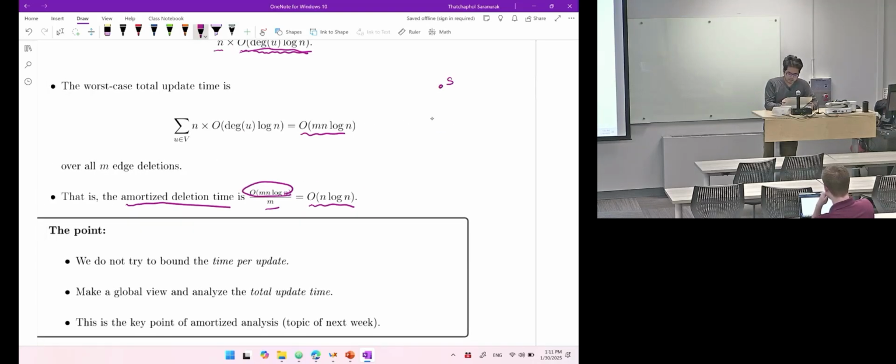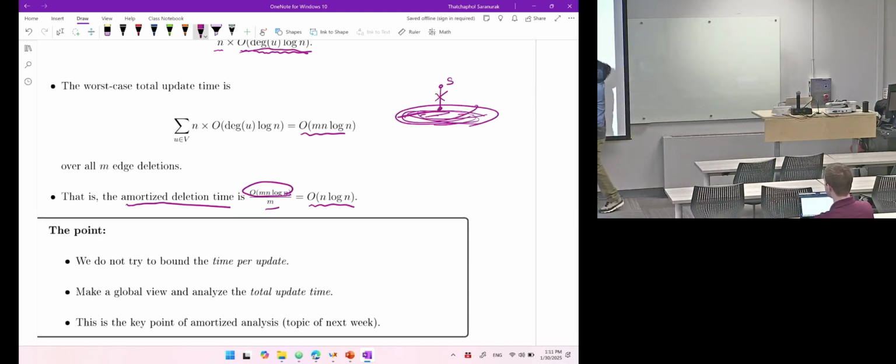If this is S, and let's say there is a clique, everyone connected to everyone. And now I just have one edge here, and I delete that. And now everyone just keeps toggling, everyone keeps updating their level up to n. So just one deletion, you spend mn time. But here we said that one deletion can be very bad, but overall, you take mn time anyway.